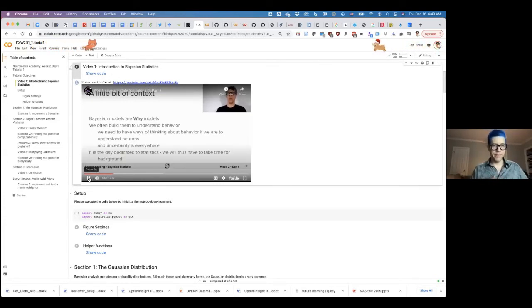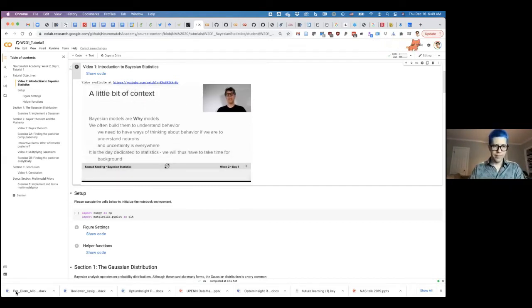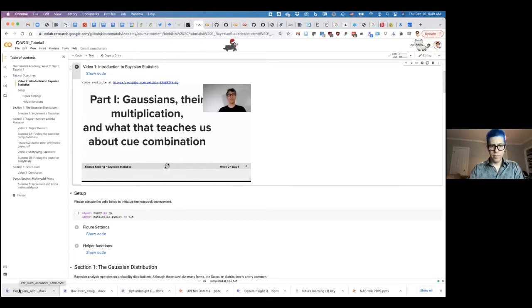Why models? We often build them to understand behavior. And in fact, in this second week, you will hear a lot about modeling. We need to have ways of thinking well about behavior if we're to understand models. And uncertainty is everywhere. So dealing with uncertainty, dealing with statistics is really central to just about anything that we do. It is a day dedicated to statistics. So we will have to give some background, think a little about the relevant mathematical concepts. Now, let's jump right in.